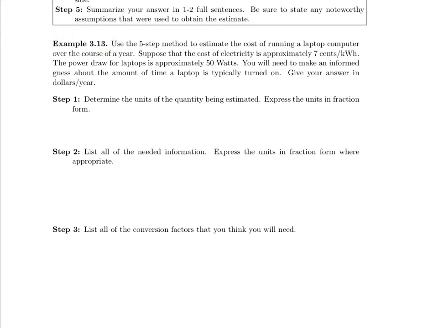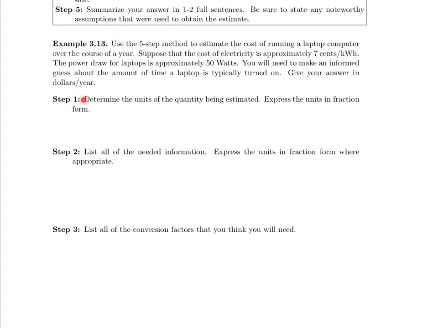Example 3.13. Use the 5-step method to estimate the cost of running a laptop computer over the course of a year. Suppose that the cost of electricity is approximately 7 cents per kilowatt hour and that the power draw for a laptop is approximately 50 watts. You will need to make an informed guess about the amount of time a laptop is typically turned on. Give your final answer in dollars per year. So, our goal is to estimate the cost of running a laptop computer over the course of a year. That's our final goal, and we have to remember not to lose sight of that.